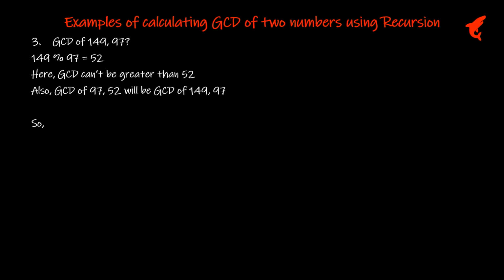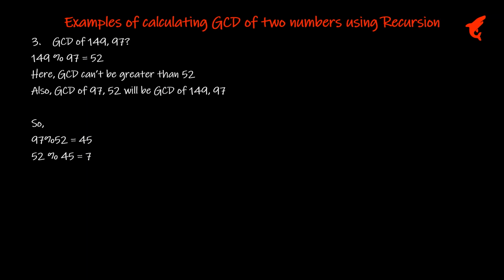And so we do this. We do 97 modulus 52 to find a difference between these two numbers, because the difference between these two numbers is the starting point of the GCD calculation for 97 and 52. And we do this again with 52 and 45.